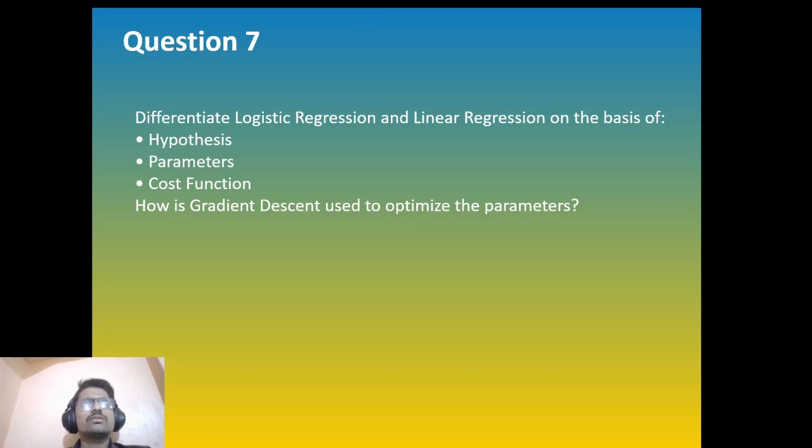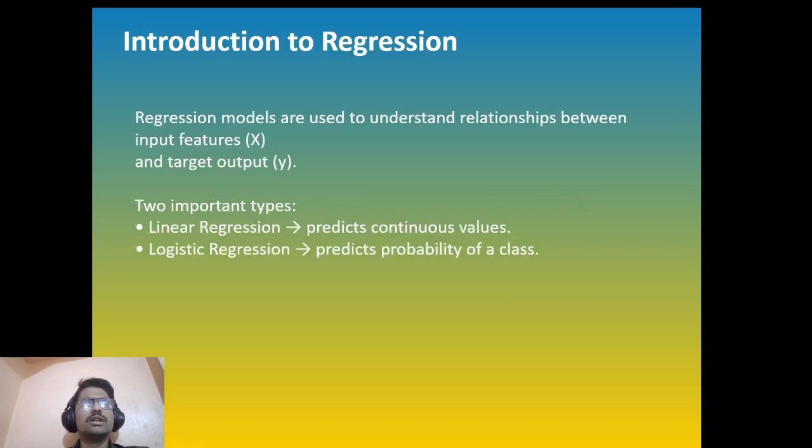Question 7 of our third assignment is to differentiate logistic regression and linear regression on the basis of hypothesis, parameter, cost functions. How is gradient descent used to optimize the parameters? So, introduction to regression. Regression models are used to understand the relationship between input feature X and target output Y. Two important types: linear regression predicts continuous values, logistic regression predicts the probability of a class.